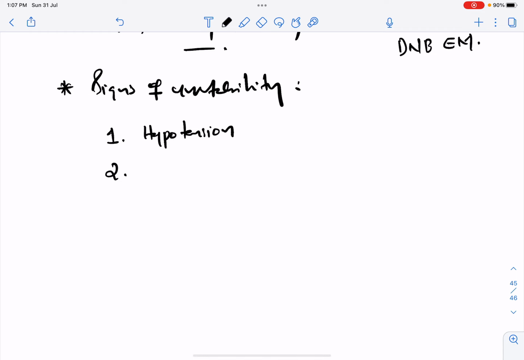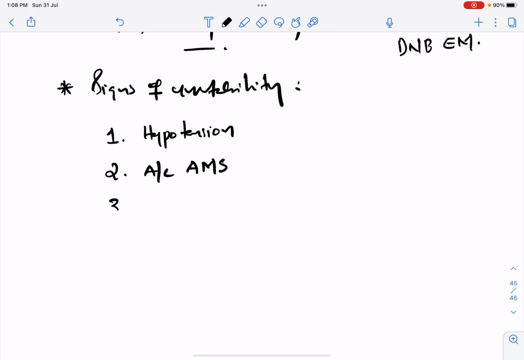Second one is acute altered mental status. Okay, chronic altered mental status is not accounted for the instability of the presenting brady or tachy. It should be acute because of the hypoperfusion of the brain due to bradyarrhythmia or tachyarrhythmia. So that is the second sign of instability.